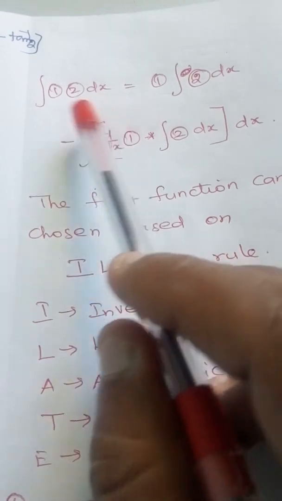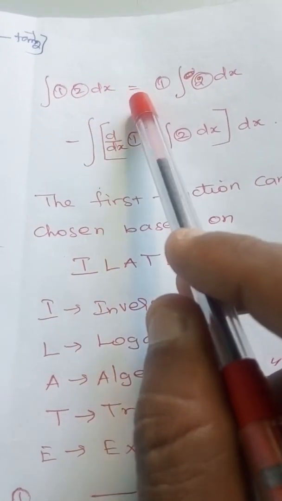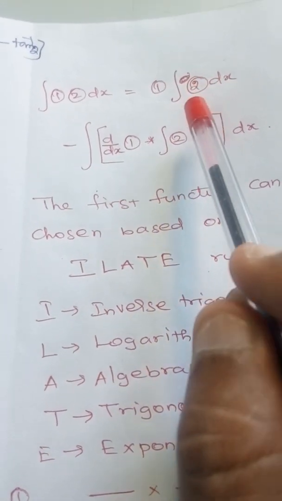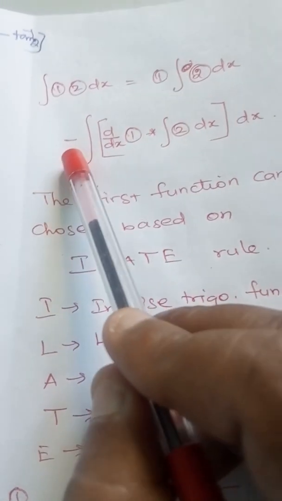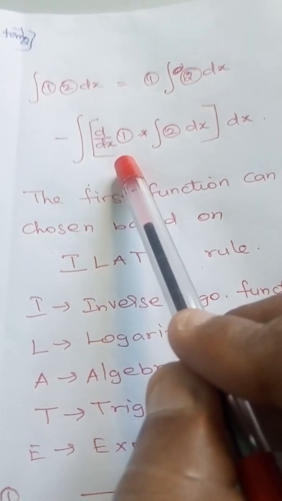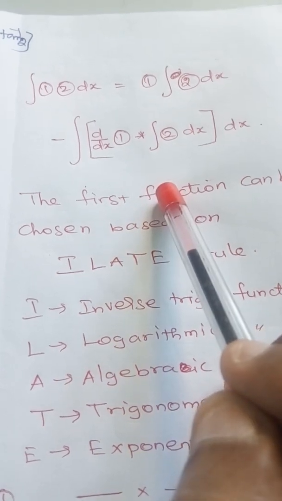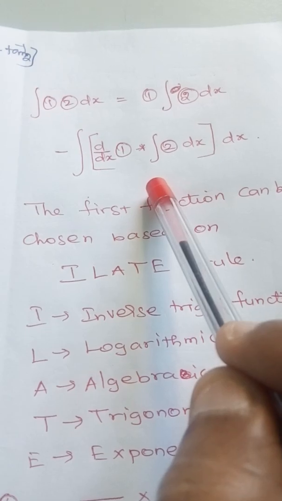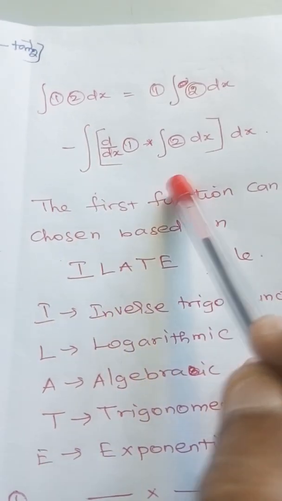I repeat the formula once again. Integration of first function into second function dx is equal to, you know that always the second function must be integrated, so first function as it is, integration of second function, minus whole integral of derivative of first function into integration of second function. The integration of the second function and the derivative of the first function should be multiplied together, and the result that we get should be integrated once again.